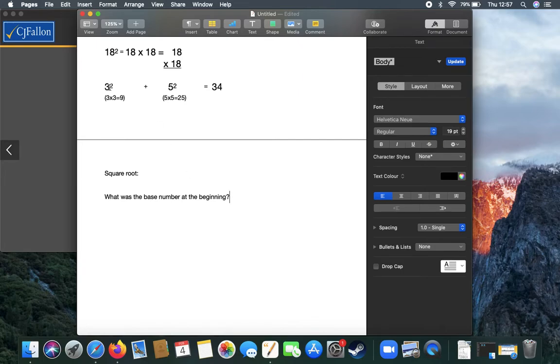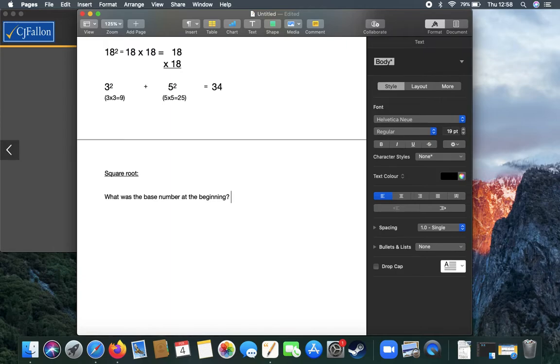What was this base number that you multiplied by itself? Okay, a square root wants to come back to the base number that was multiplied by itself. So for example, 9. We know 3 to the power of 2.